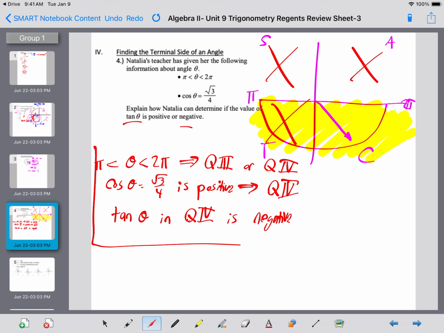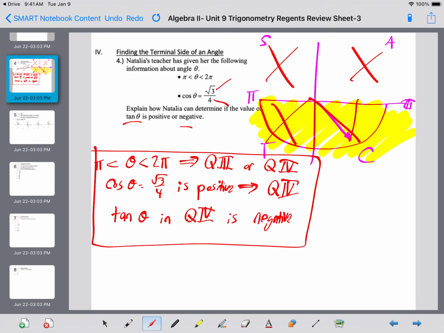And that's our explanation. Another thing you could have done, you could have actually solved for tangent. Create a right triangle. This would be your adjacent side. This would be your hypotenuse. And then solve for the opposite side. And then you would do opposite over adjacent. And then do all students take calculus. And you'll get that it's negative.